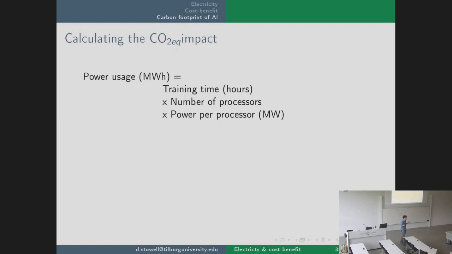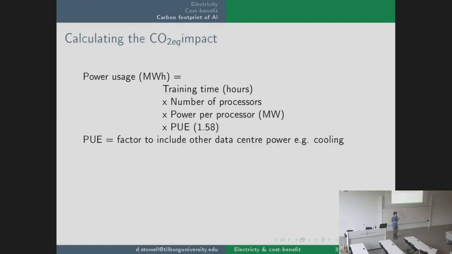Now, when your processor is maxed out, we can kind of assume that it's using its official maximum capacity. So you can find these numbers in the statistics for your processor. So actually, we can directly work this out. So the power usage, which is in megawatt hours, is simply the time times the power. And there's another factor, the PUE, which is a multiplier of about 1.58. This is just a nice 1.5, it varies, but this is a good example. And this is about all of the other stuff that comes in.